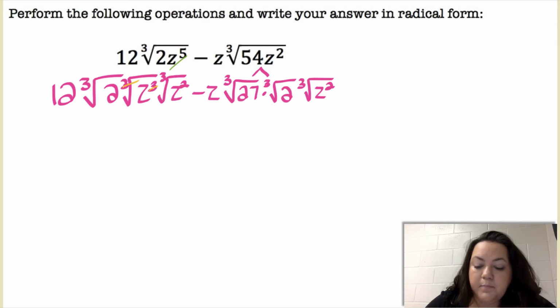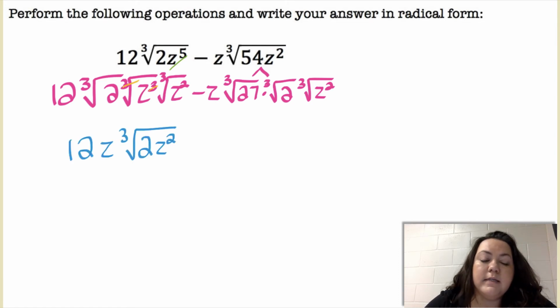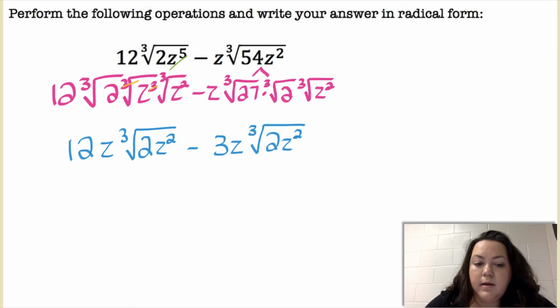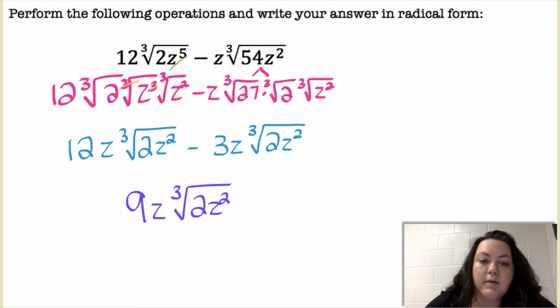Okay, so I have 12z, and then I have the cube root of 2z squared minus 3z and the cube root of 2z squared. So that my base, my index, my radicand, everything is matching. So I can go ahead and just do 12z minus 3z. That would give me 9z, and then times the cube root of 2z squared.